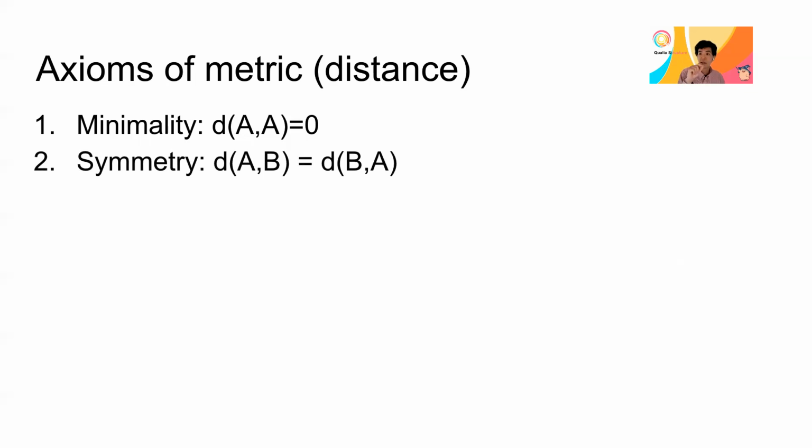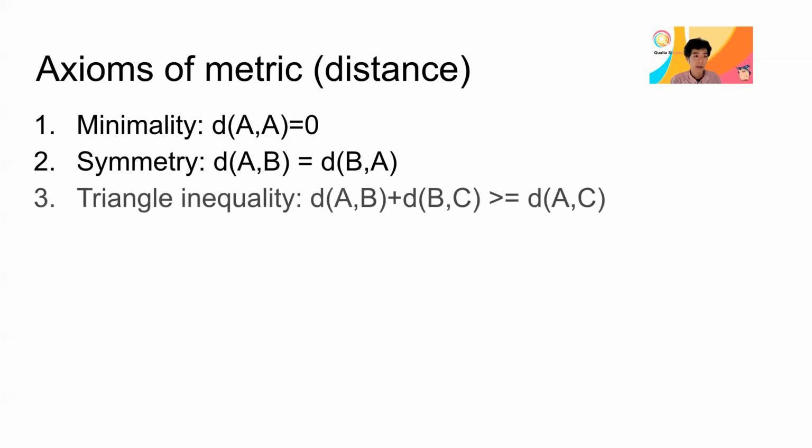If you measure the distance from A to B, then the distance from B to A is also the same. That also makes sense. And then finally, triangle inequality. The distance from A to B plus the distance from B to C has to be always larger than or equal to the distance from A to C.